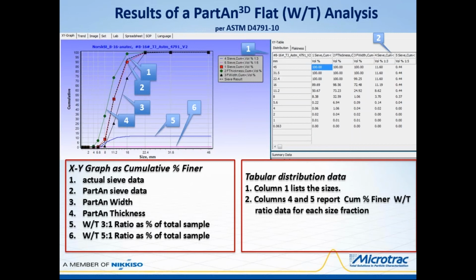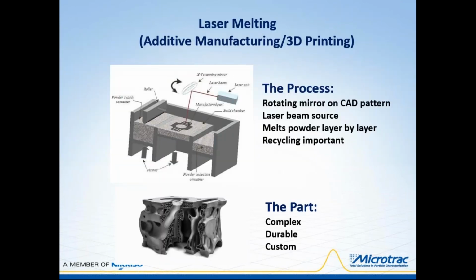Any ratio can be chosen and reported. Length over width, width over thickness, and length over thickness. On the table to the right, columns 4 and 5 display these two ratio percent by size fraction. Any ratio can be chosen, including the sometimes used 2:1 ratio.